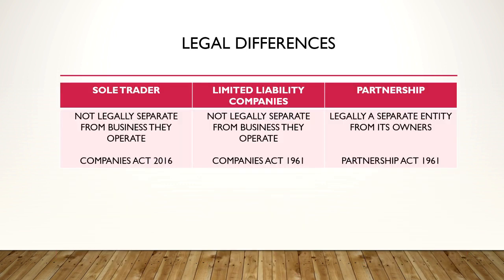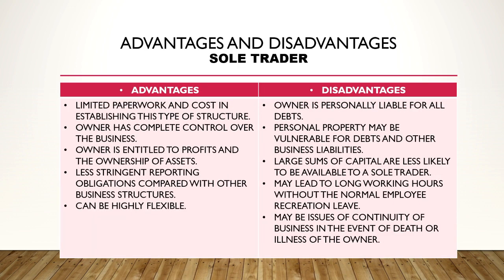And here are the legal differences. The sole trader is not legally separate from the business they operate. This is based on the Companies Act 2016, while partnership is legally a separate entity from its owners, based on the Partnership Act 1961. While the last one is limited liability companies, not legally separate from the business they operate, based on Companies Act 1961.